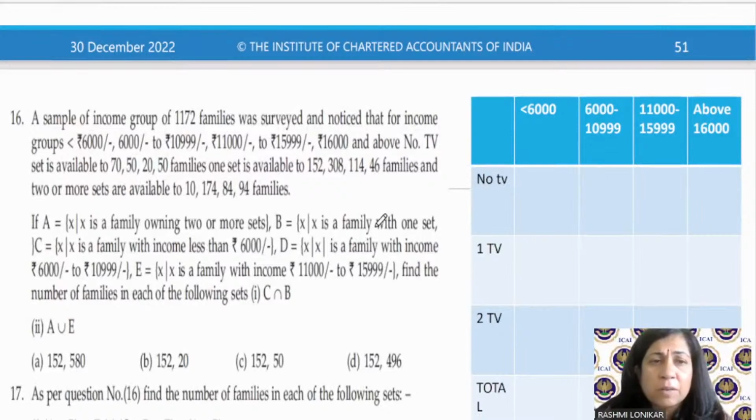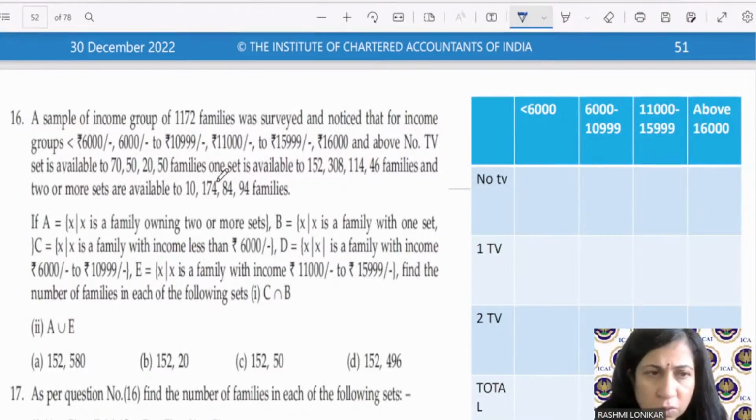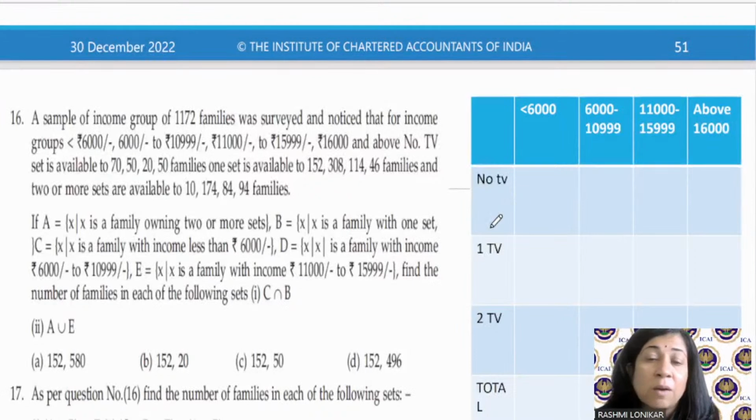A sample of income group of 1172 families was surveyed, and there are 4 income groups: less than 6,000, 6,000 to 10,999, 11,000 to 15,999, and above 16,000. These are the salary groups. They surveyed these families to see how many TVs the families have. So, how many families have no TV?